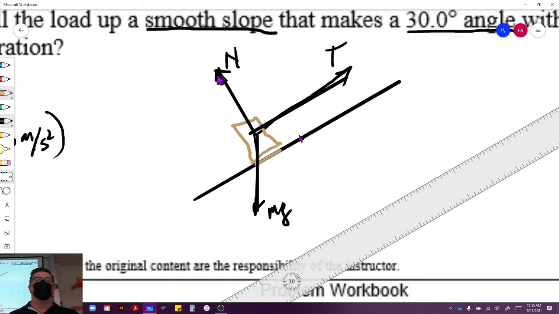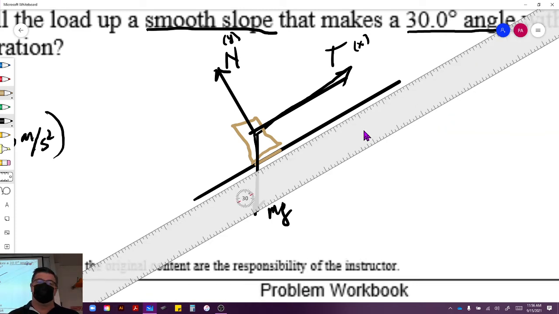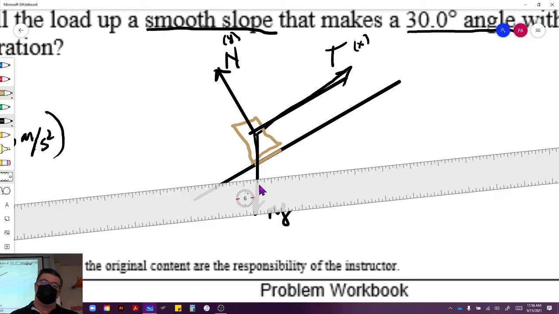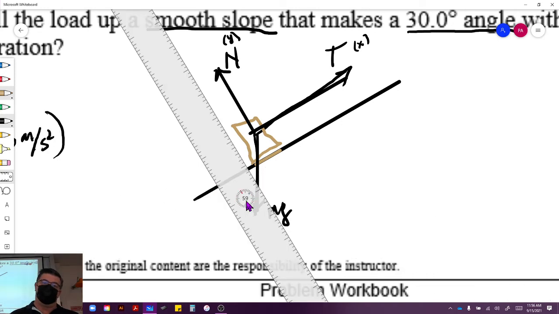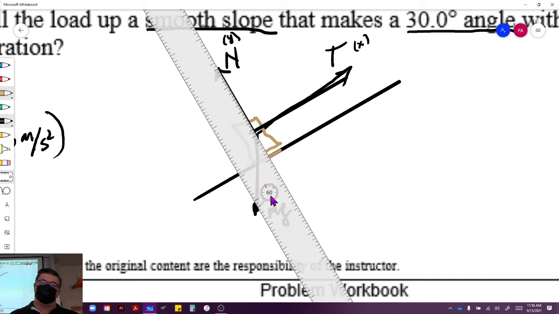We're going to take our axes to be along the slope, so this normal force is going to be in the y-axis, and our tension is going to be along the x-axis. Right? So the whole thing's kind of rotated. Follow me there? All right. So that means our gravity has two parts to it.